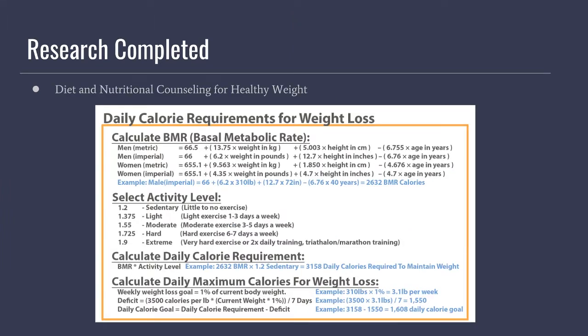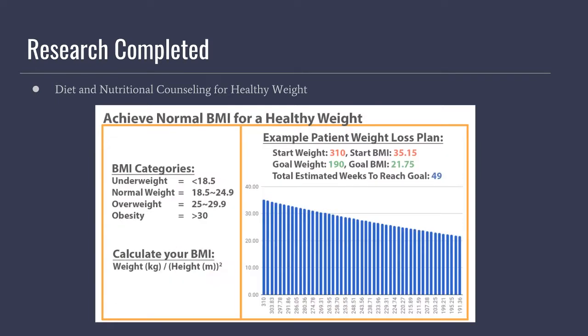We also have diet and nutritional counseling for healthy weight, which includes the BMR, the basic metabolic rate, which are a couple formulas which we're going to include in our server and back end, and different activity levels, along with how to calculate daily calorie requirements and how to calculate daily maximum calories for weight loss. We also have information for how to achieve a normal BMI for a healthy weight and different categories that correspond to this as well. And an example weight loss plan is shown.